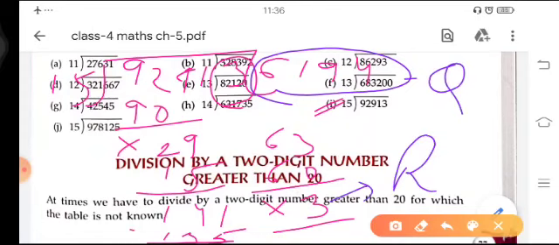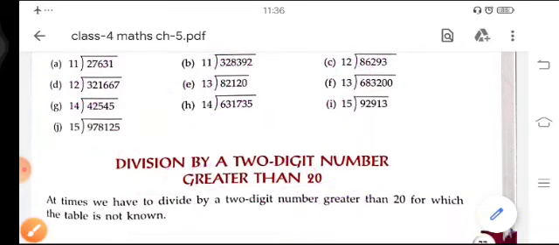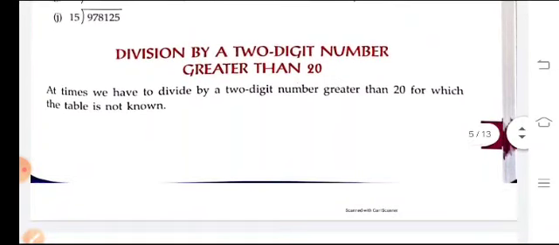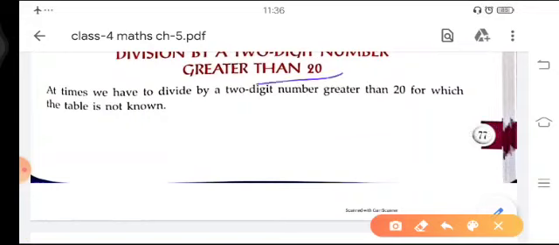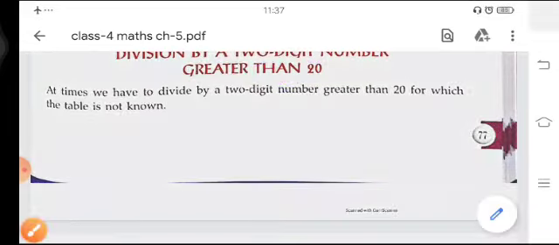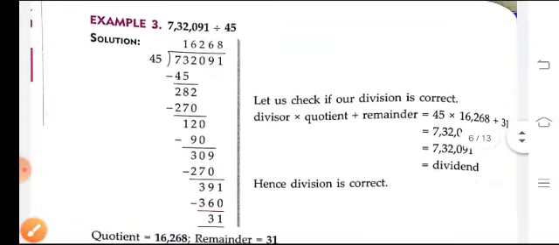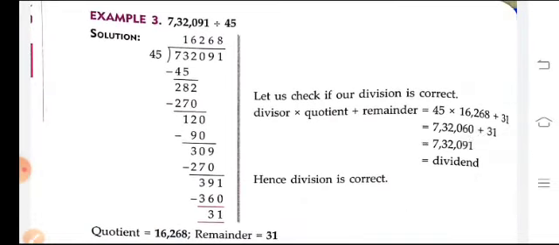Hope you have understood how to do long division with remainder. Now we will move to our next topic, that is division by a 2-digit number greater than 20. That number will be greater than 20, because for numbers greater than 20, we don't know those tables. Then how will we divide it? Let's see. Here an example is given.